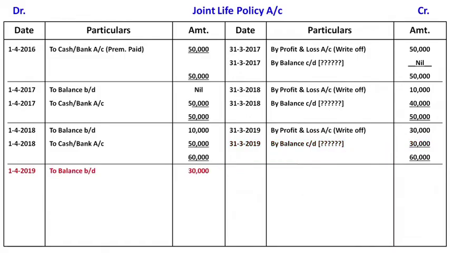It is very easy. Many students have commented, Sir, please do Method 4, but Method 4 is the same as Method 3. So this balance, now for 2019, one more time, premium paid on the debit side of joint life policy to cash and bank account 50,000.